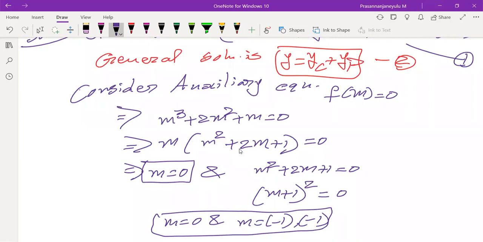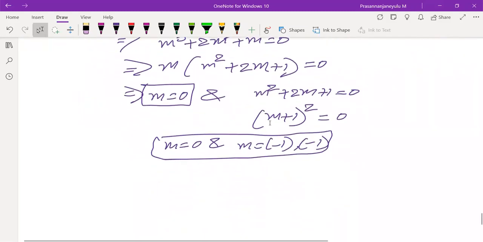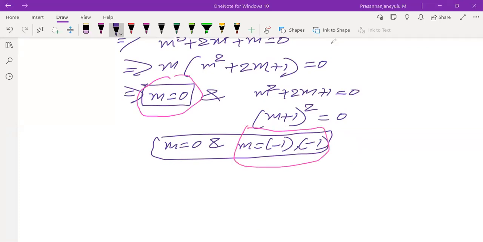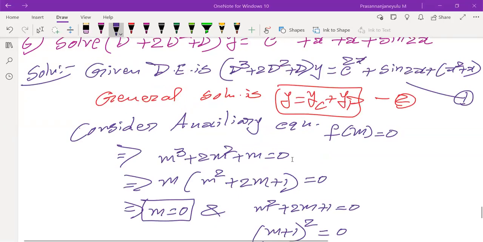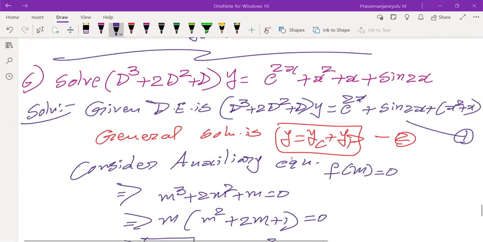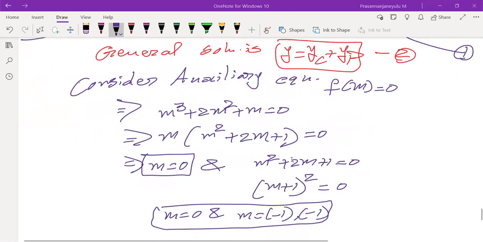Then while you are going to write the complementary solution yc, what are the m values? Check it. If you keep it in the box, then you can identify that it is also a root. But if you are not keeping it in the box, then you will forget, and finally you will feel m equals minus 1 and minus 1 only. So always try to recall how many m values we got. What is the order of the differential equation? The order is 3. We got 3 m values.